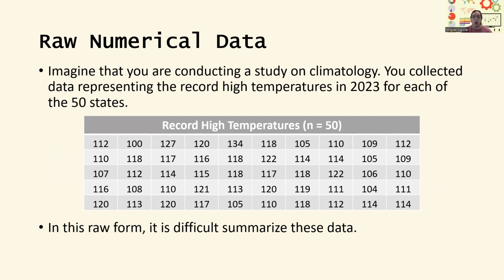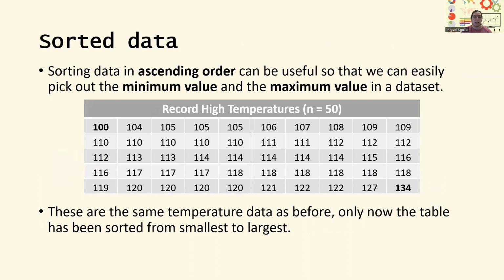In this raw form, it is difficult to make any kind of summary about these data or come to any conclusions about trends geographically in record high temperatures. So what we want to do is start that process of organizing the data. The easiest thing that we can do is sort that data. And what I mean by that is that we want to sort the data in ascending order because it's going to be easier to pick out things like the minimum value and the maximum value of the data set.